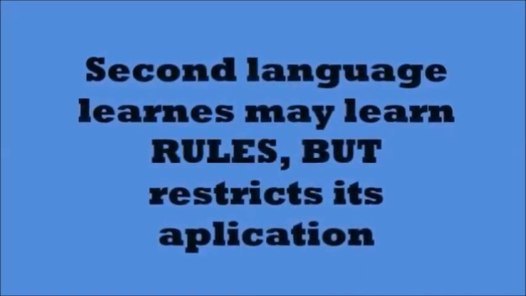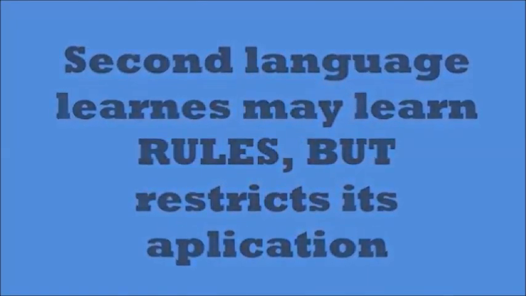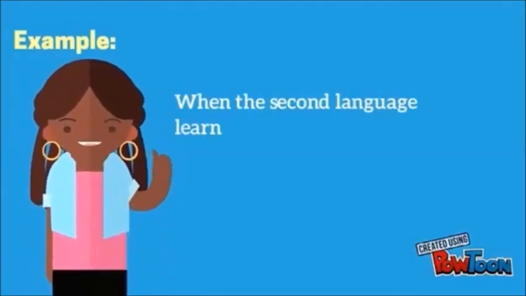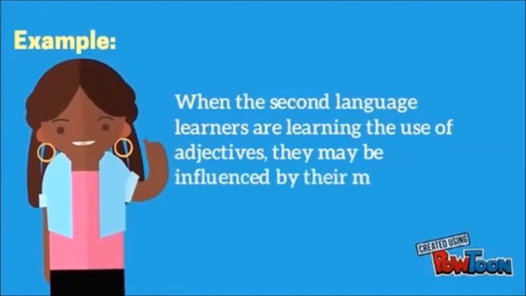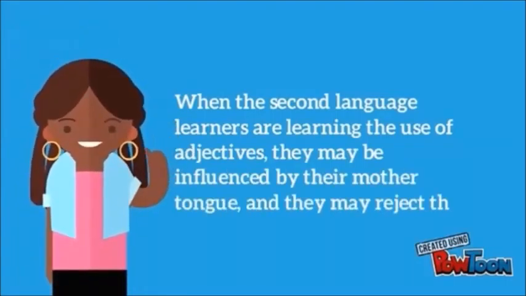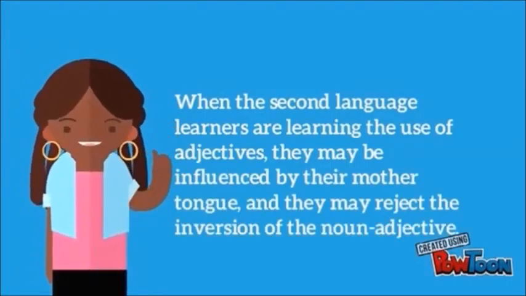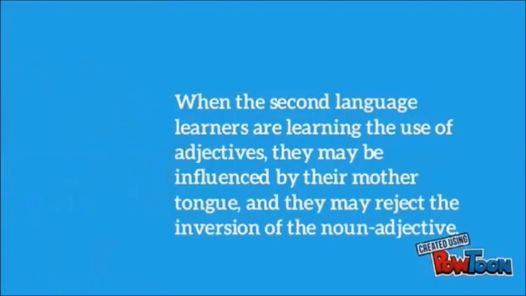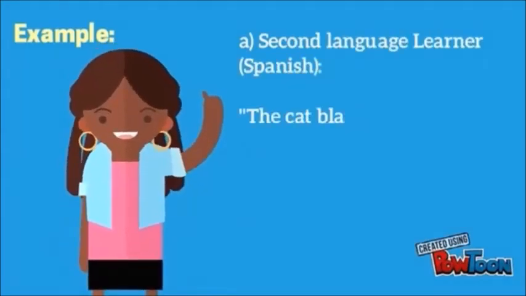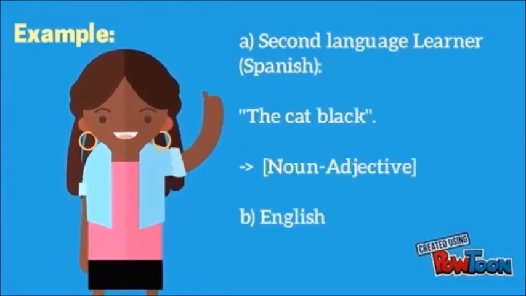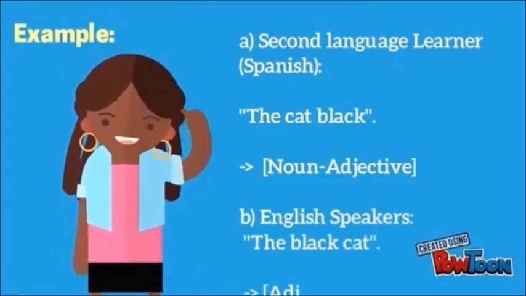The last point is that second language learners may learn rules but restrict their application. When the second language learners are learning the use of adjectives, they may be influenced by their mother tongue, and they may reject the inversion of the noun and adjective. In this example, the second language learner will apply the grammatical influence of its first language in the second one.